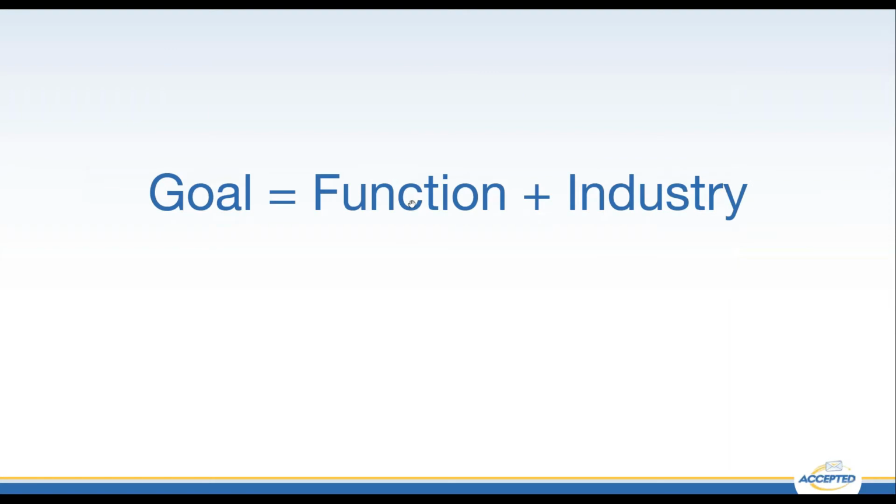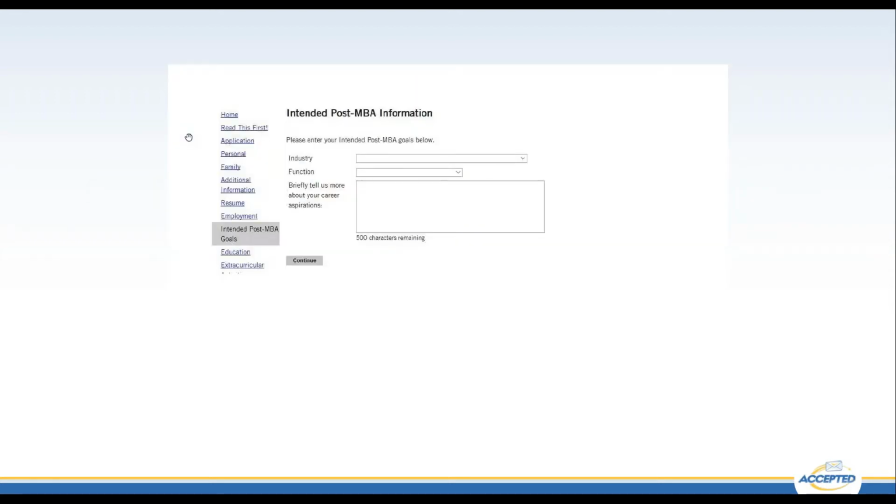Now, the first two boxes, function and industry, are the basics of a post-MBA goal at any MBA program. Harvard says that they just use that information for statistical reasons, and I have no doubt that that is the primary use of that information. However, they're not using the box for statistical information. They want you to tell them a little bit more.